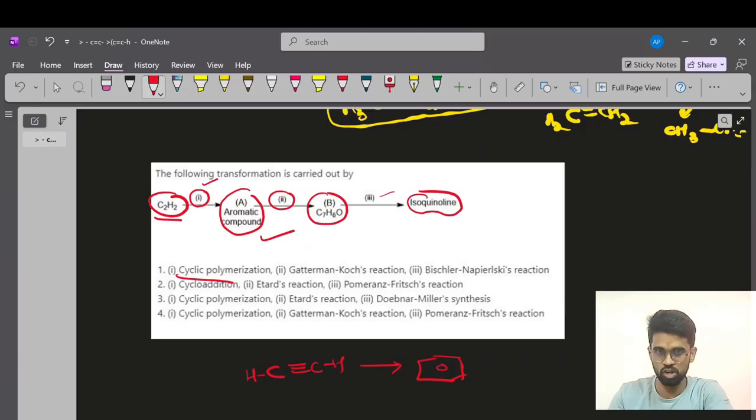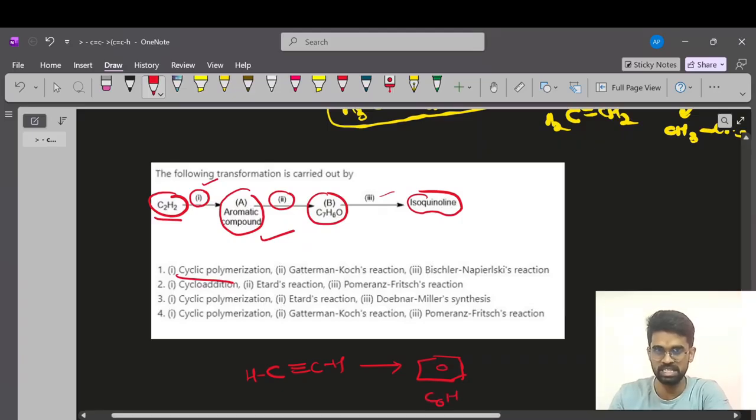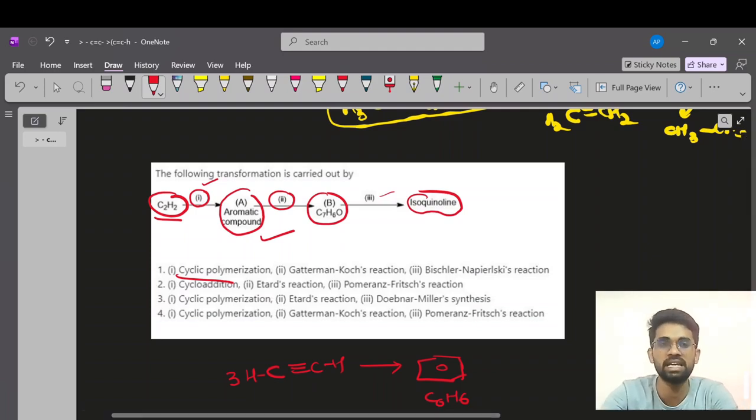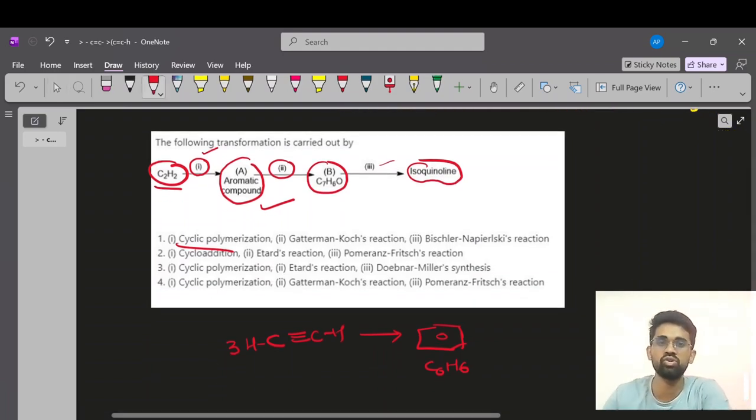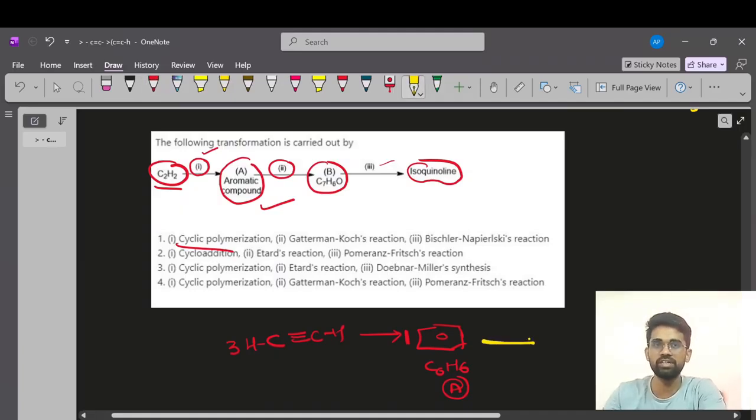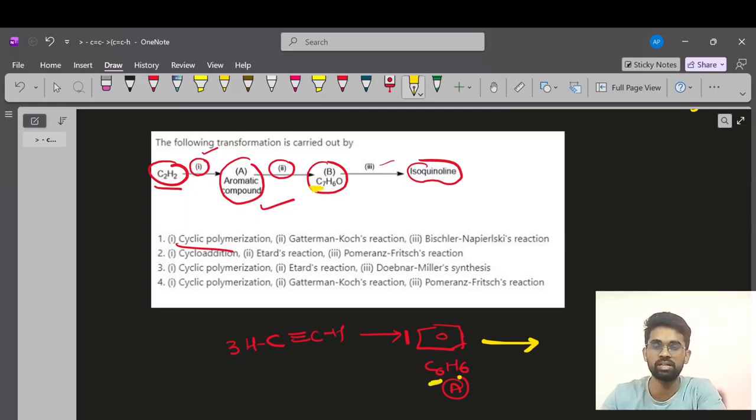So for this, how many carbons are required for benzene? C6H6. It means 3 units are required here. So 3 units of ethyne give you 1 unit of benzene upon cyclic polymerization. Okay, so this is our aromatic product. Then upon treating with some reagent, you are going to get C7. Here 6 carbons are there, and in the final product, C7H6, the same number of carbons and one oxygen is there.